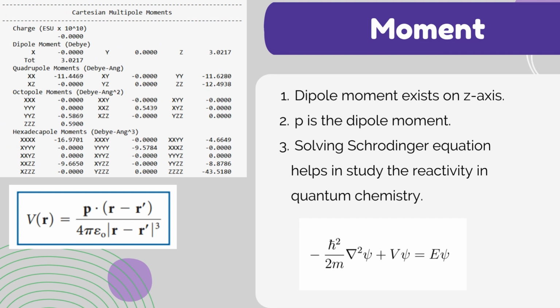So as you can see over here, this is the dipole moment for the CH2O. There are different combinations between the X, Y, and Z axes. We use P to represent the dipole moment, and we can solve for the Schrödinger equation.